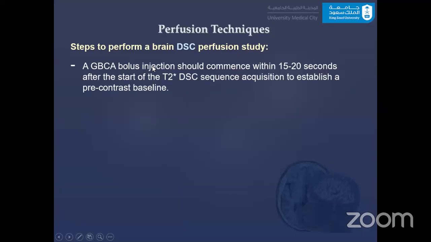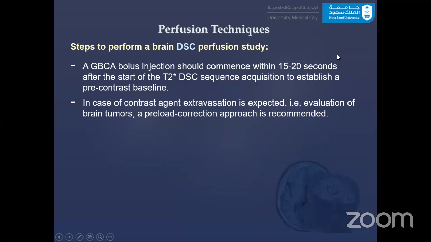Perfusion technique, again: the gadolinium-based contrast agent bolus injection should commence within 15 to 20 seconds after the start of the acquisition. So basically we start scanning and allow the scanner to become stable. We can skip 3, 4, or 5 acquisitions. So basically 15 to 20 seconds, or even a little bit less, to allow for stability, and then to have a baseline on the image.